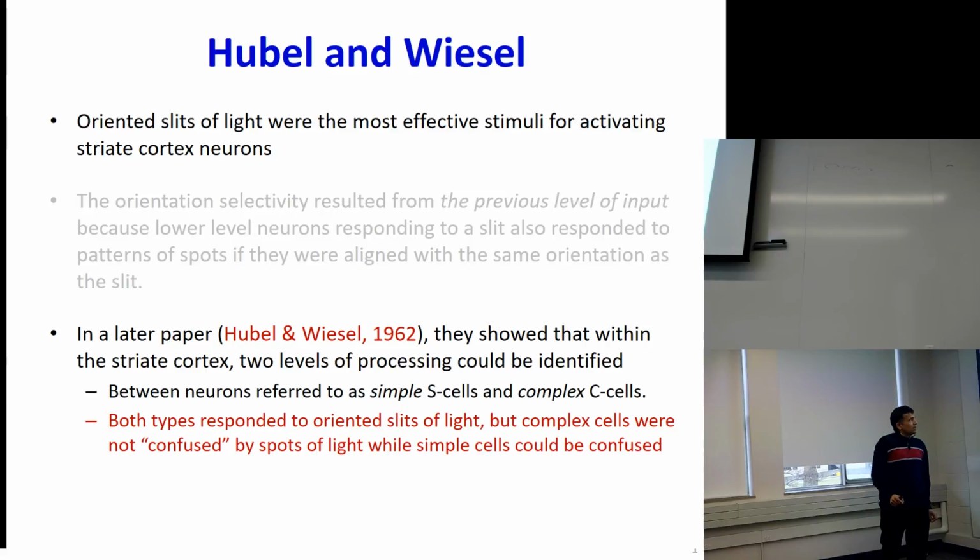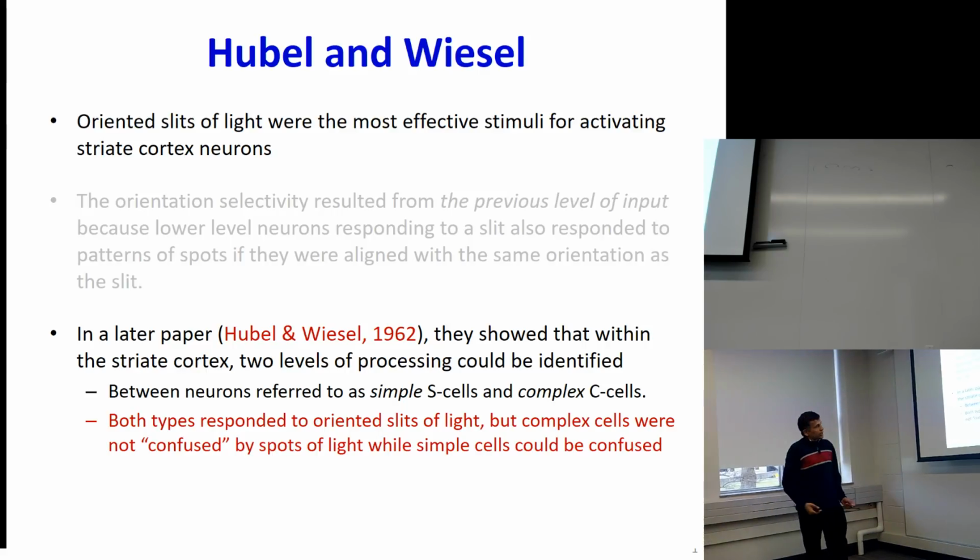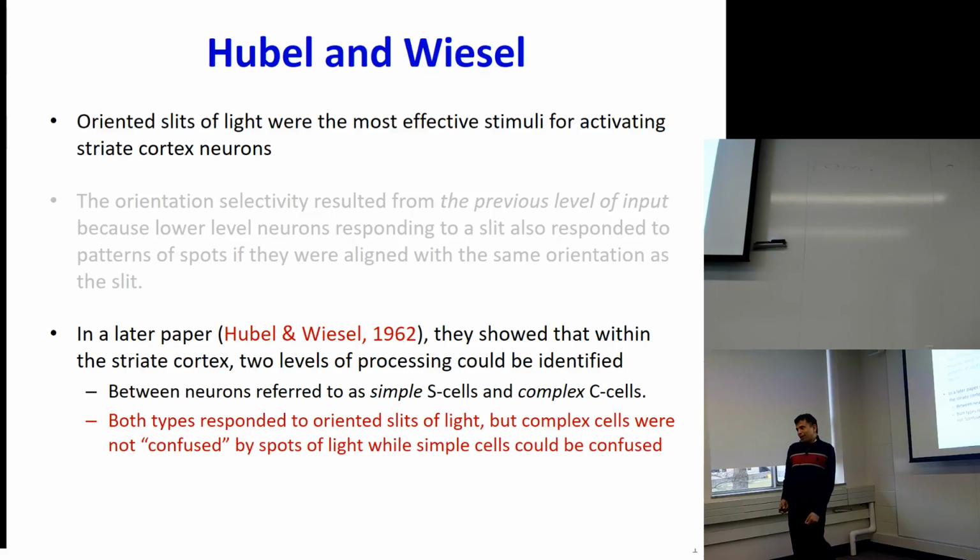And later, they also identified, this was the first conclusion they had, but then they went on to build on it and they tortured more cats. And they showed that within the striate cortex, you actually have two levels of processing. The first is what they called the response of something called simple cells or S cells. And the second level of processing was performed by something called C cells or complex cells.